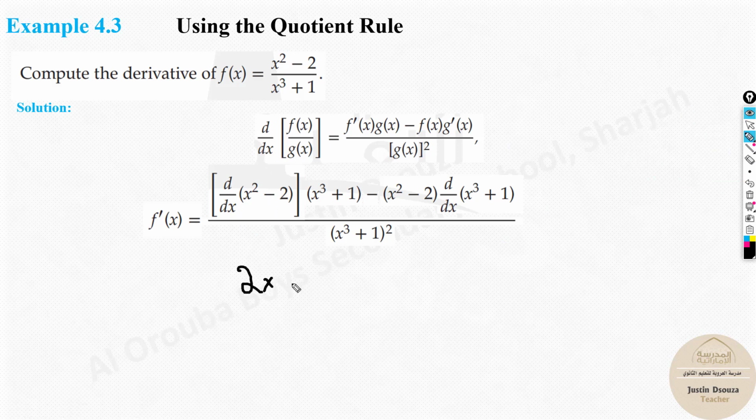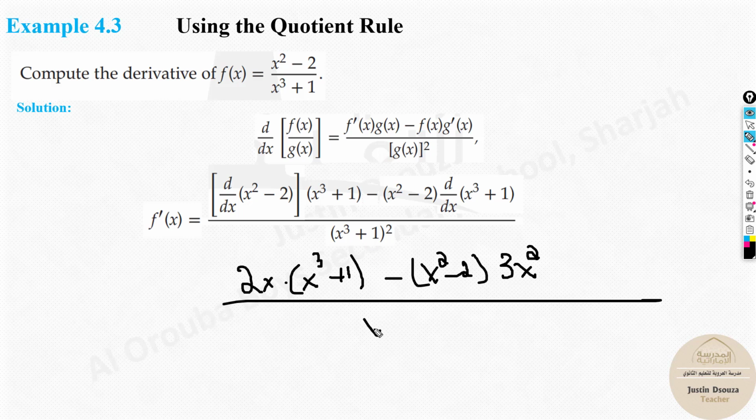It is 2x multiplied with x cubed plus 1 minus this term is as it is. Now what is this derivative? It will be 3x squared divided by, now let us keep this as it is and let's simplify. Multiply this inside. What's going to happen? Distributive property. Let me just check whether they have done it. Yes, they have multiplied it inside.